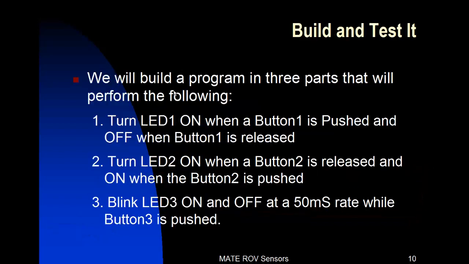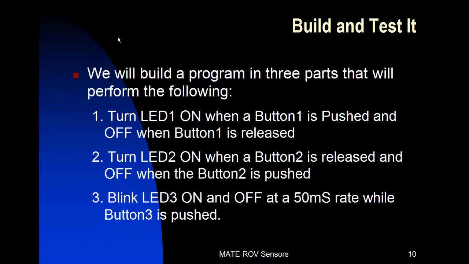So we're going to be building a program in 3 parts. You'll build the first part, then the second part, and the third part, and test them each time as you go. The first requirement is to turn LED 1 on when button 1 is pushed, and off when button 1 is released. The second requirement is to turn LED 2 on when button 2 is released, and off when button 2 is pushed. Just the opposite of requirement number 1.